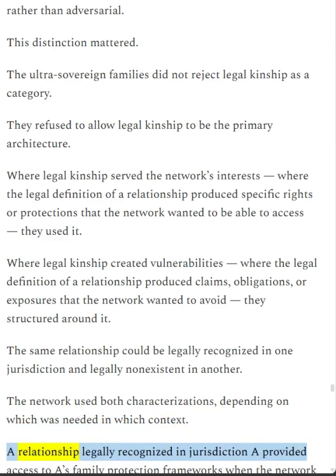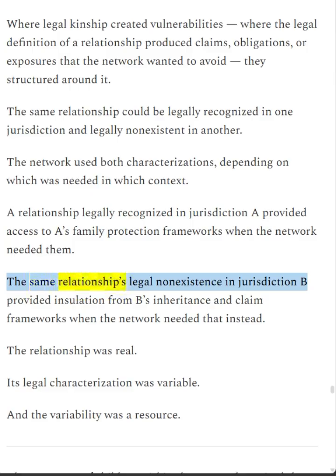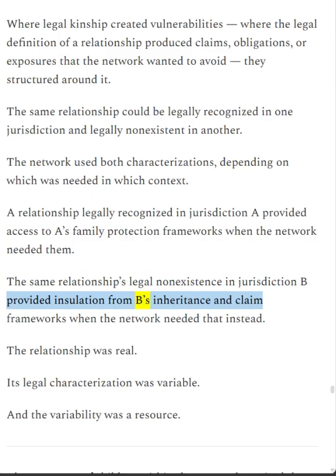A relationship legally recognized in jurisdiction A provided access to A's family protection frameworks when the network needed them. The same relationship's legal non-existence in jurisdiction B provided insulation from B's inheritance and claim frameworks when the network needed that instead. The relationship was real. Its legal characterization was variable, and the variability was a resource.